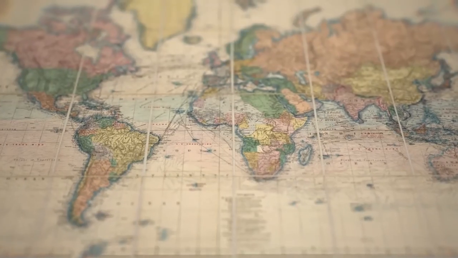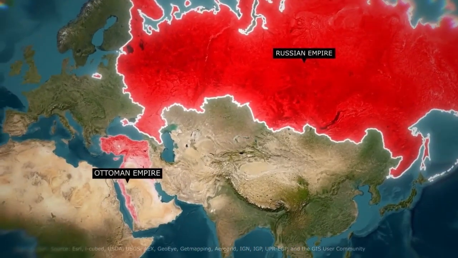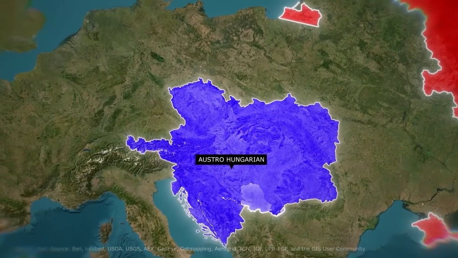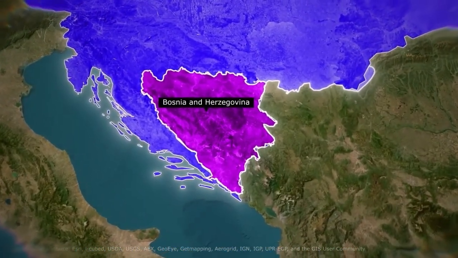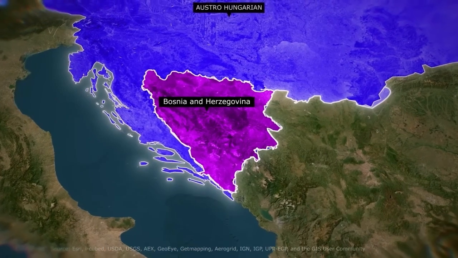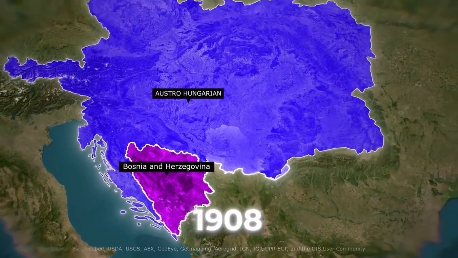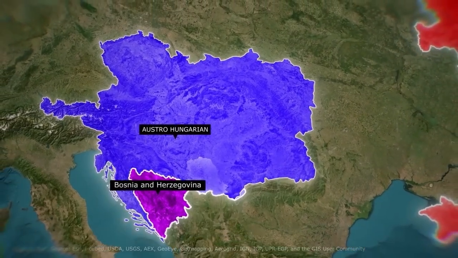Viewers, in the early years of the 1900s, the world map was very different from today. There were big states like the Russian Empire, the Ottoman Empire, and the Austro-Hungarian Empire. The most important countries here were Bosnia and Herzegovina, where all these problems begin. The Austro-Hungarian Empire occupied Bosnia in 1908 and began to control all its affairs.